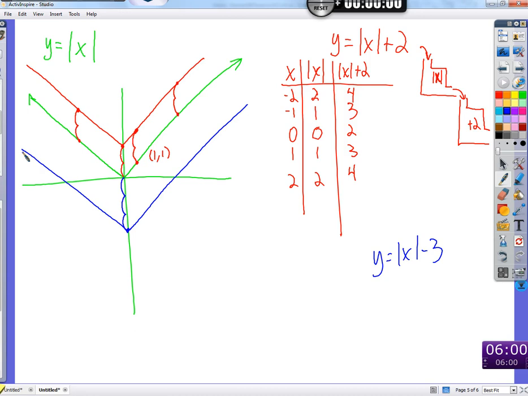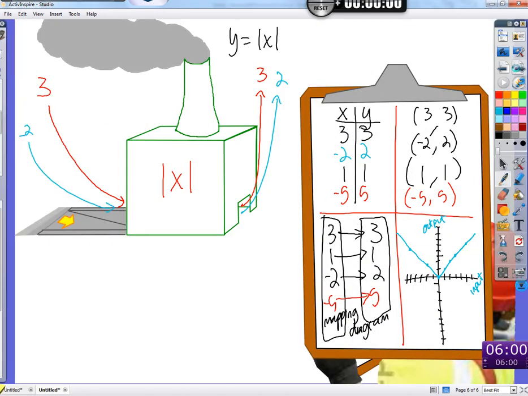Okay. So if after you take the absolute value, you subtract 3 or you add 2, whatever this is going to be, just move it up and down. I say the square root a lot for some reason, but I mean the absolute value. Let's see if we can make a conclusion about some other change. And let's do this.